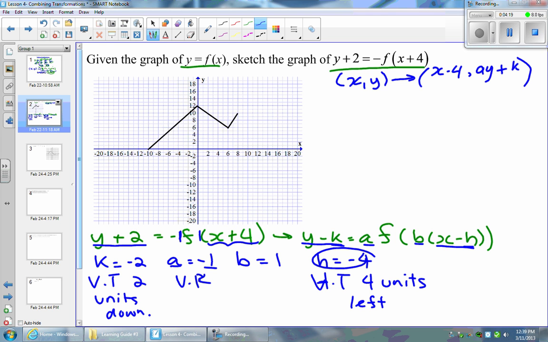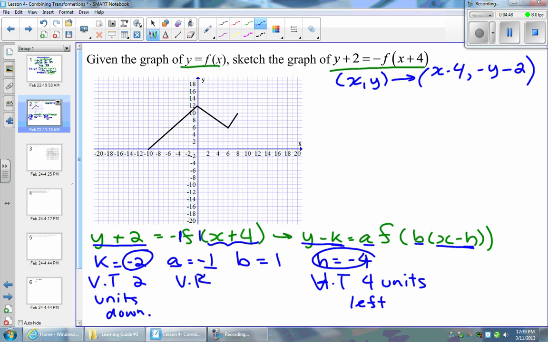Then we have an a value of negative 1, so we're going to multiply all the y coordinates by negative 1. Just excuse me here, I'm just trying to get this all written out. So we have negative y, and we're going to add our k value, which we found to be negative 2. So you're going to add a negative 2, which means you're going to minus 2. Okay, all right, so once we set this up, we are going to go ahead and apply our transformations.